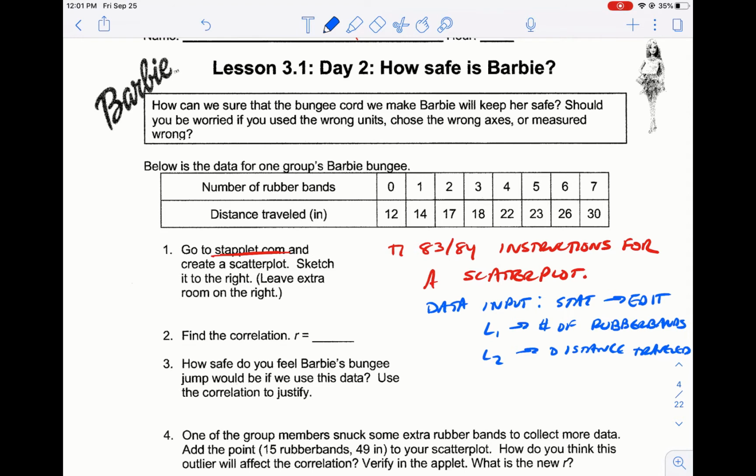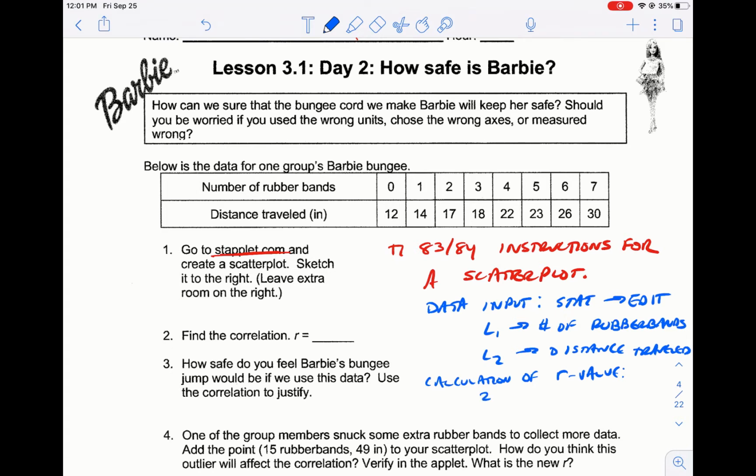The next thing that we need to do with our calculator is ask it to do some calculations for us, the calculation of the R value. The high likelihood is you probably don't have your diagnostics on. And so when you run a linear regression, which is what we're going to do, it's not going to spit out the R value or the R squared value unless you turn on your diagnostics. Now, some of you may already have that on, but I'm going to roll through how to turn on your diagnostics.